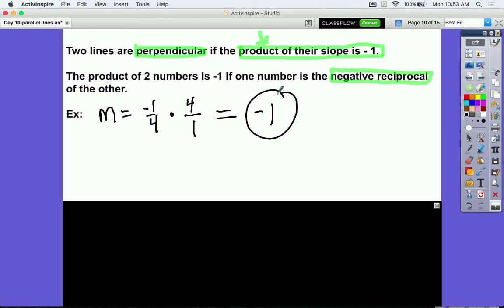If I do the same thing for the second graph, I had a slope of negative 7 over 2, a slope for the second line of 2/7. When I multiply these out, I see that the product is equal to negative 1.